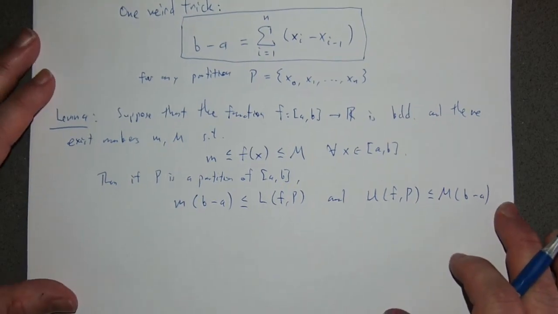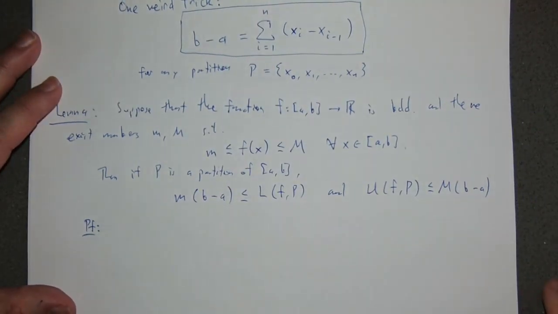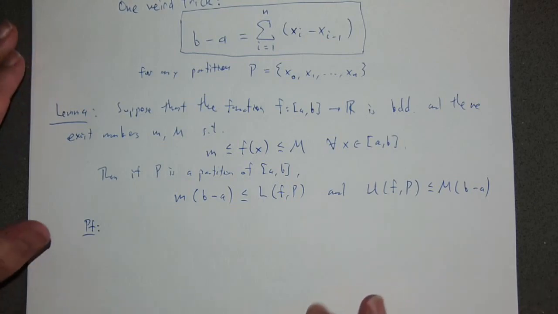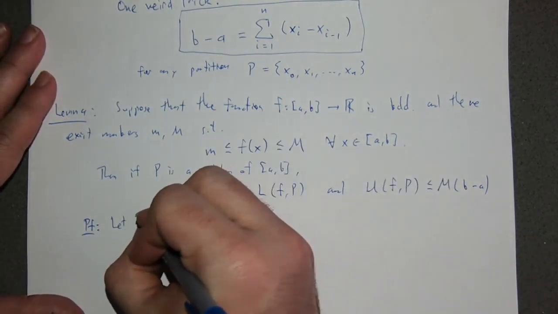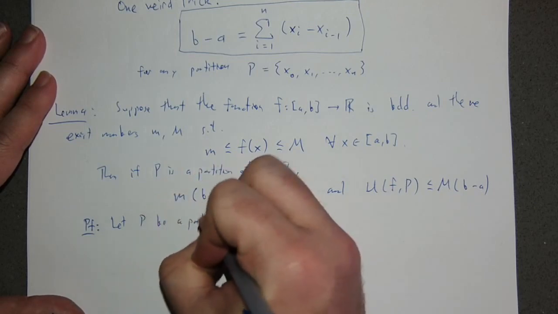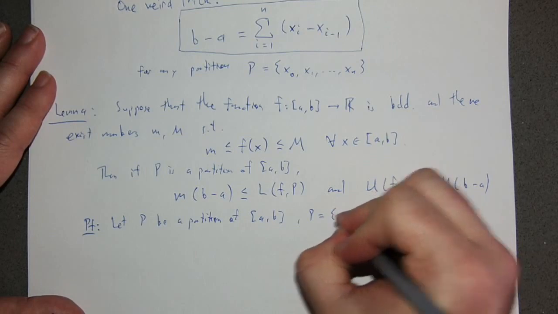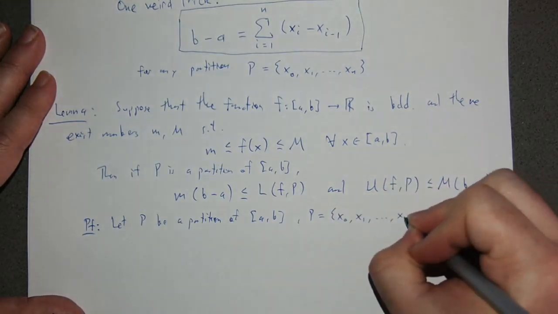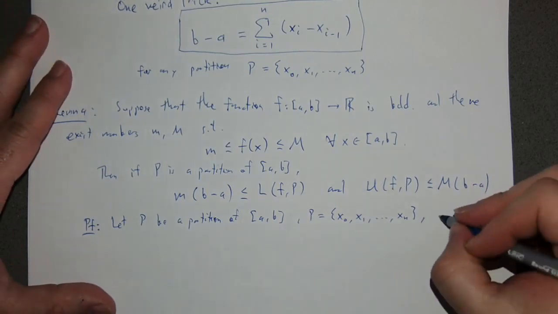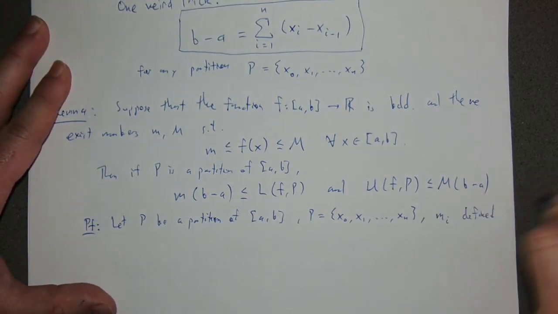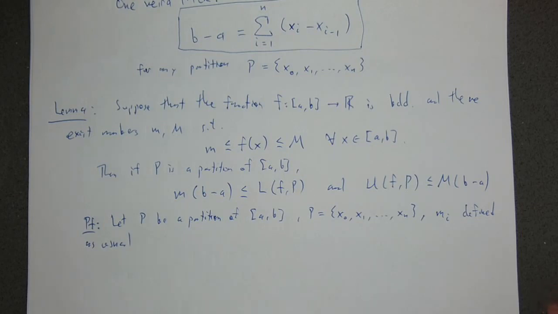Okay, so the proof of this is actually fairly straightforward once we know this trick here. Let P be a partition of [a, b] in the usual way. So P looks like this, where x naught is a and x sub n is b. And m sub i is defined as usual. When I say as usual, I mean the same as it's defined in the definition for the Darboux sums.